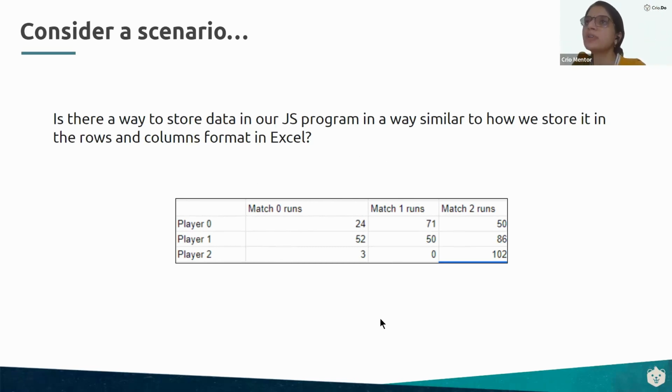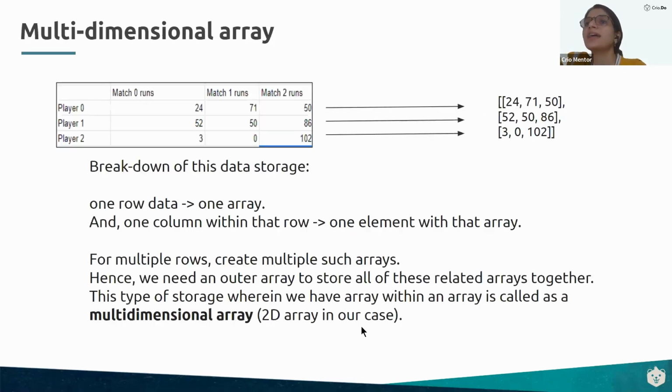What if I want to implement this scenario in JavaScript? Is it possible to store data in the form of rows and columns in JavaScript? What do you people think before I answer it? Is it possible to store data in form of rows and columns in JavaScript? Yes, it is possible, and it is possible with the help of a multi-dimensional array, or a 2D array, right?